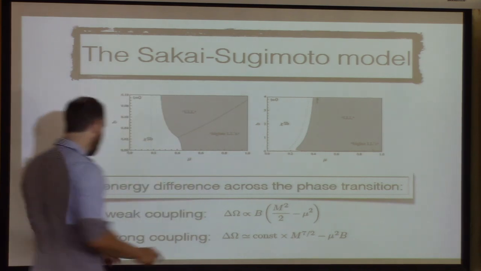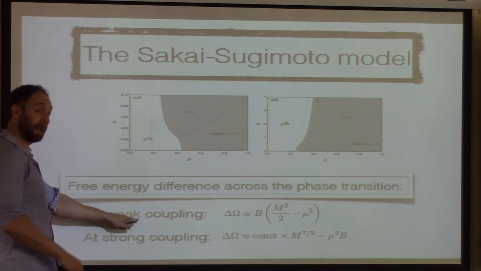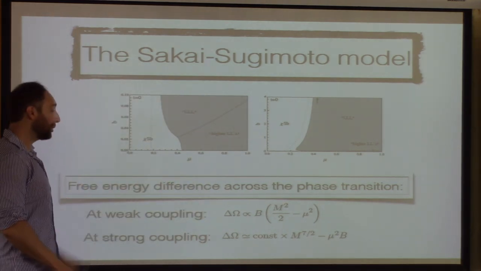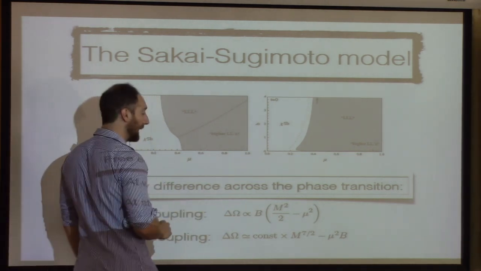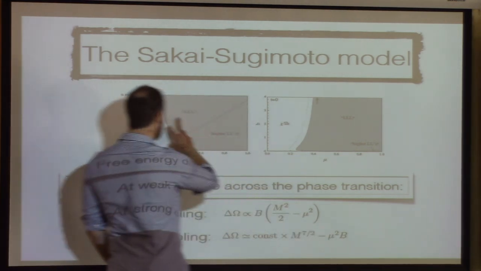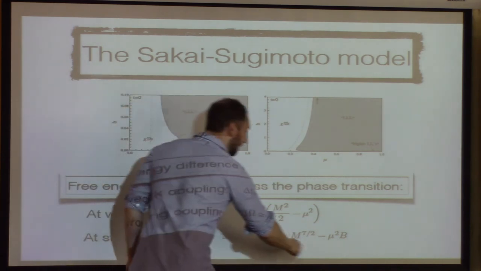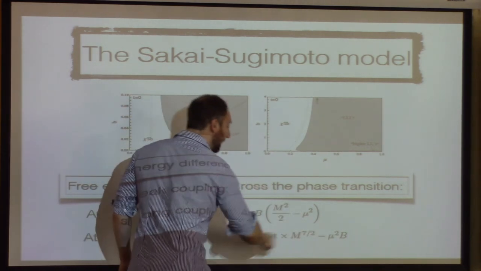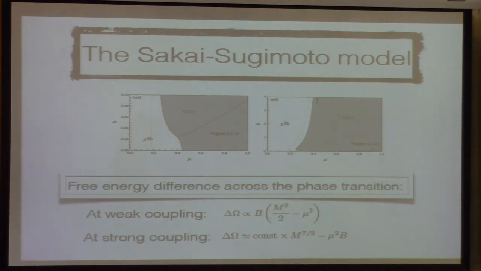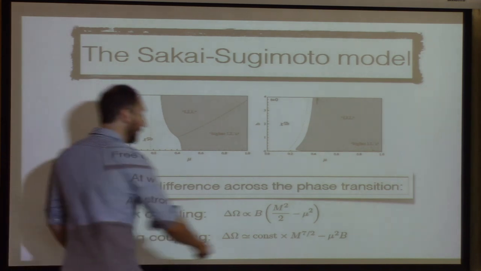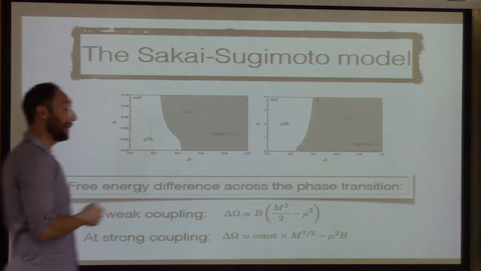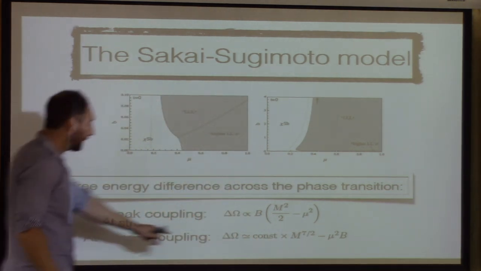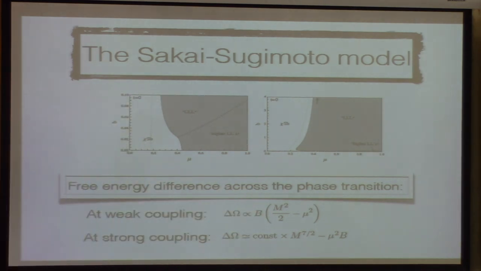In fact, it turns out that at strong coupling, so this can't give you inverse magnetic catalysis, at strong coupling, you can get inverse magnetic catalysis because the change in the free energy across here actually corresponds to this, where there's a term mu squared B, but this term here, m to the 7 over 2, you can do an expansion in small B, and you find that there's a term which is constant, and then there's a term which goes with B squared. And it's this which appears to give rise to inverse magnetic catalysis. And I'm almost done, I promise.